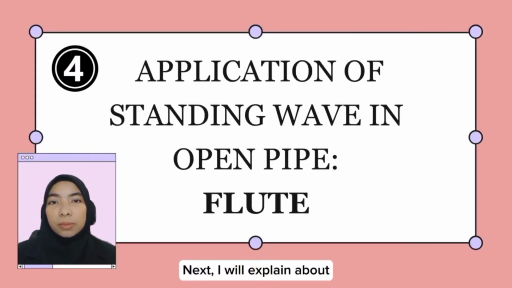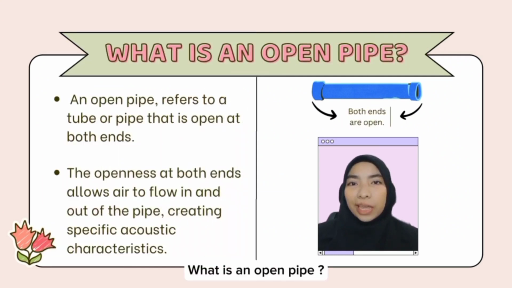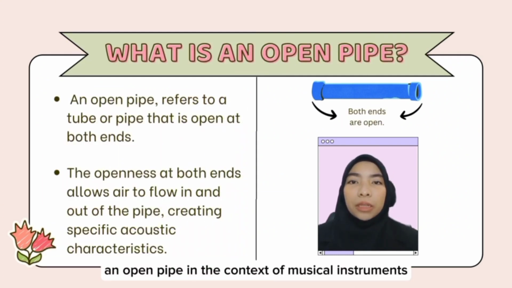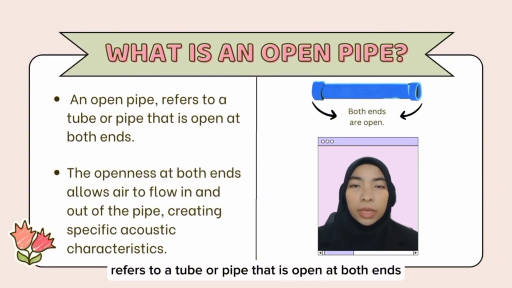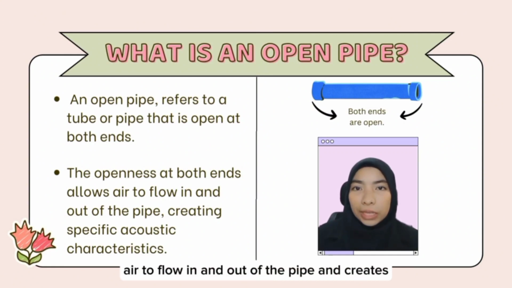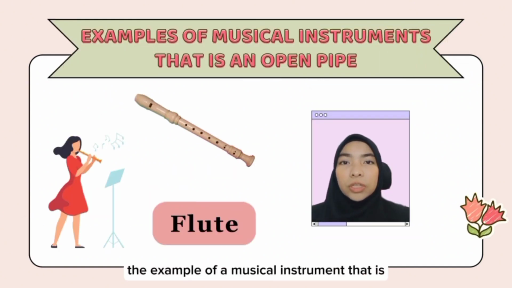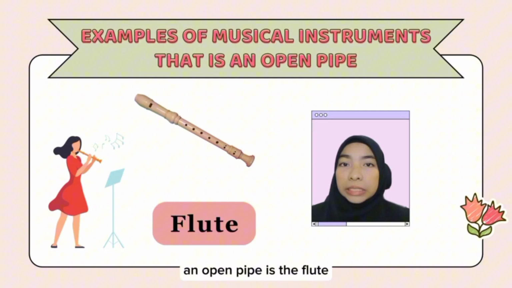Next, I will explain about the application of standing waves in an open pipe. What is an open pipe? An open pipe in the context of musical instruments refers to a tube or pipe that is open at both ends. The openness at both ends allows air to flow in and out of the pipe and creates specific acoustic characteristics. An example of a musical instrument that is an open pipe is the flute.